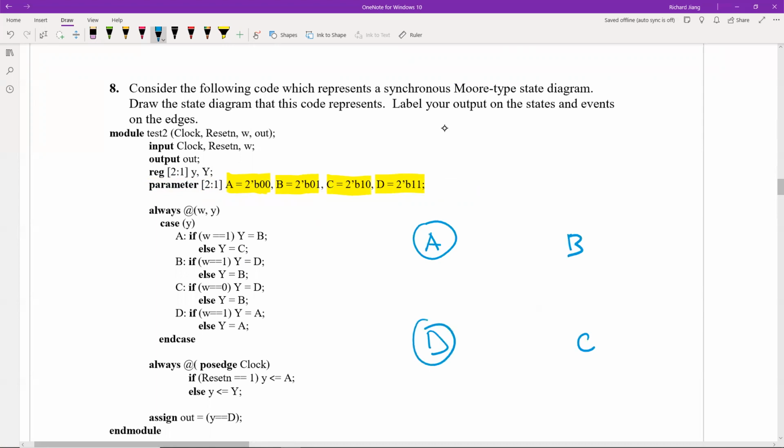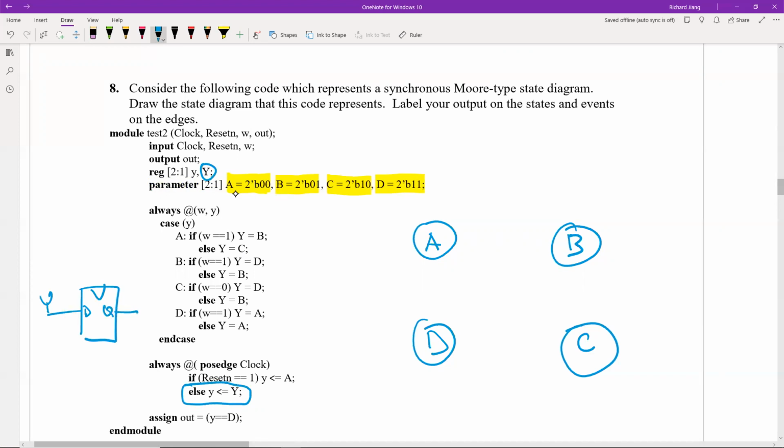Those are our states. And then we can see that for the reg variables, there's a little y and there's a capital Y. So we can see down here on the rising edge of the clock, capital Y gets copied onto little y. So this is a flip-flop basically. Register just means a bunch of flip-flops in parallel. So here's capital Y and out comes little y. That's what this line over here is saying.